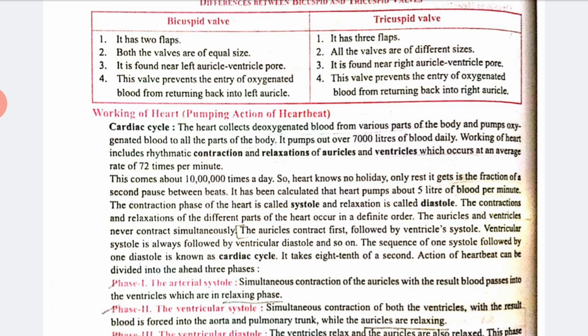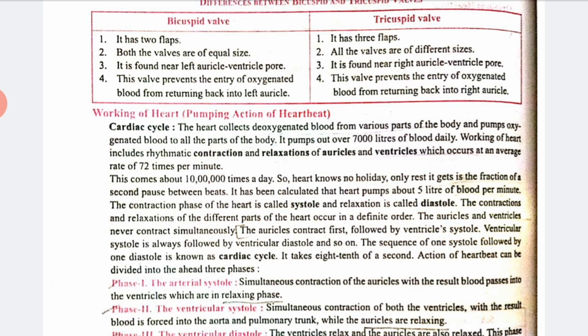Clear? Now this comes to about 10 lakh times a day. So the heart is known as having no holiday, because it works all the time. Only rest it gets is the fraction of a second pause between the beats. Okay, so it has been calculated that the heart pumps about 5 liters of blood per minute, and the contraction phase of the heart is called systole and the relaxation is called diastole.